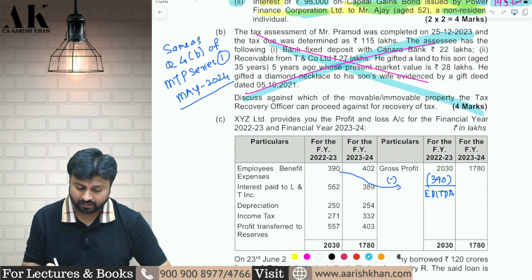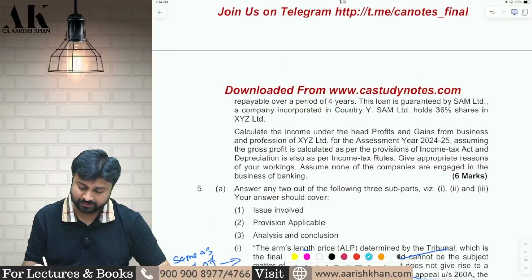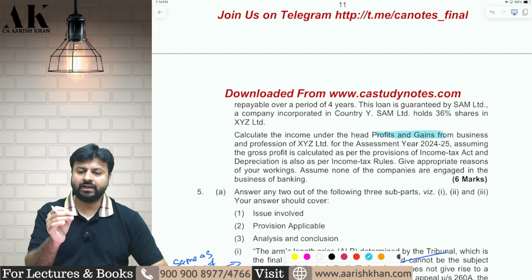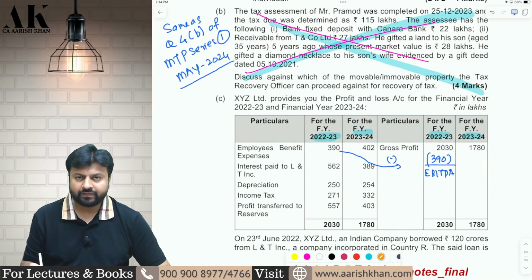Question number 4C. There is a P&L account for 2 years, 22-23 and 23-24. We need to find out the PGBP income of the SSE. We need to find out how much interest will be allowed to the SSE and then find out the PGBP income of the SSE. So pay attention to the same. We need to find out EBITDA for the same.